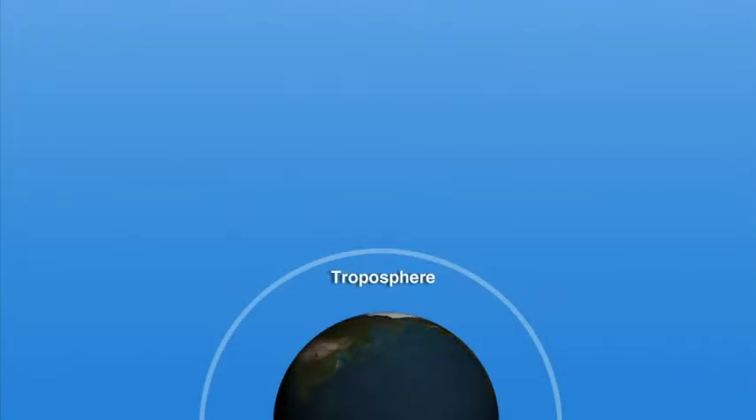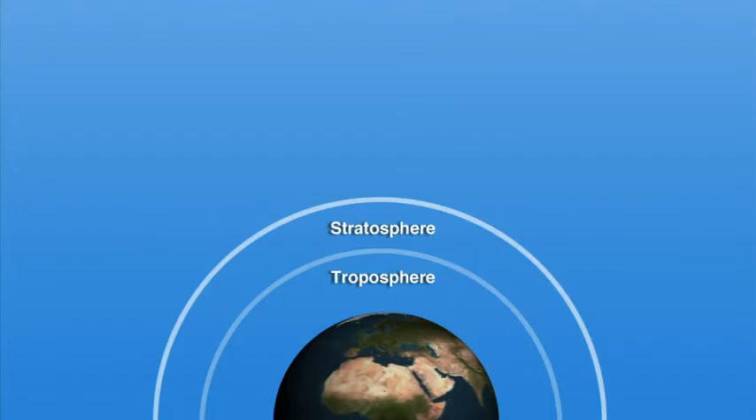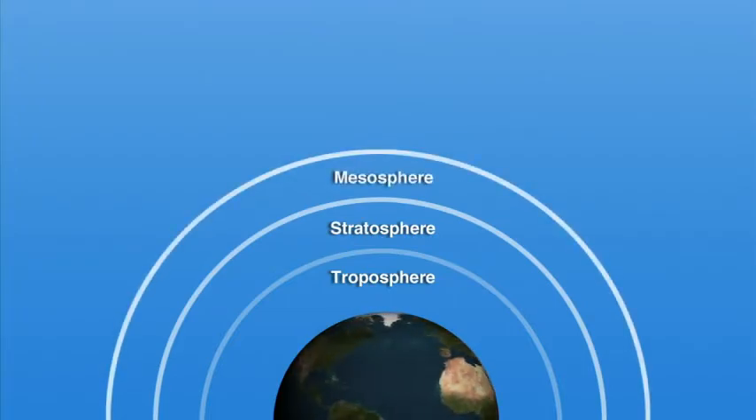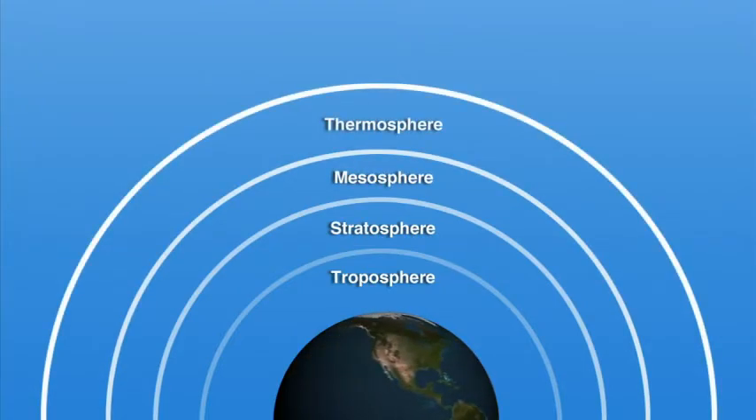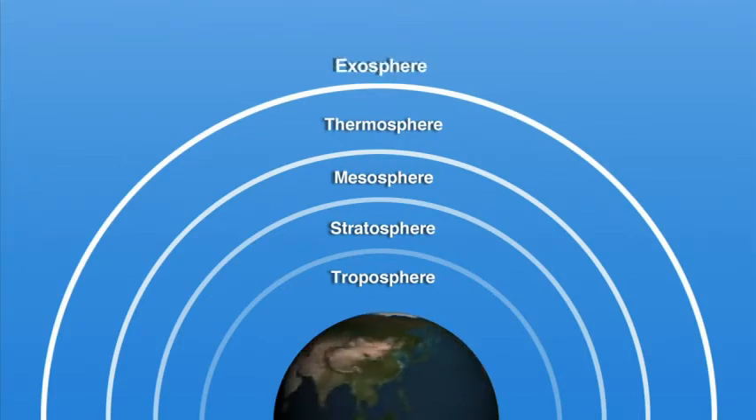The layer closest to the Earth is called the troposphere. The next layer up is called the stratosphere, then the mesosphere, the thermosphere, and the top layer is called the exosphere. Weather happens only in the layer closest to the Earth, the troposphere.